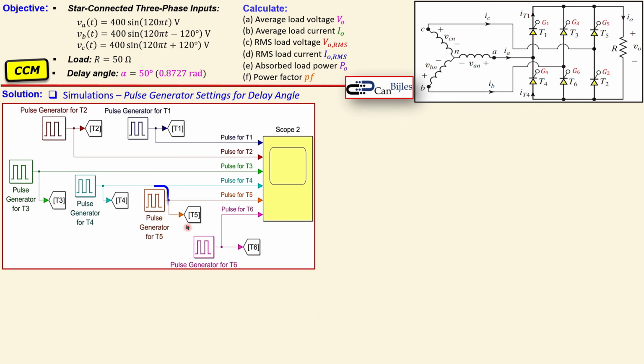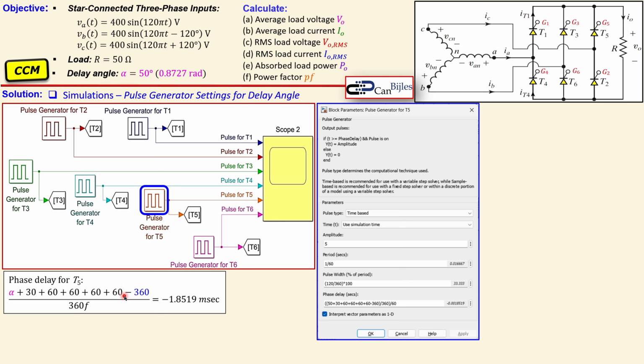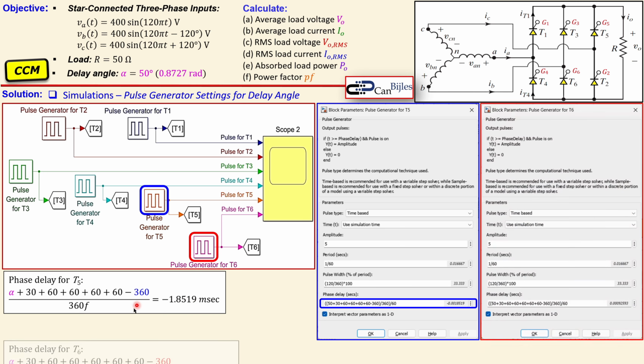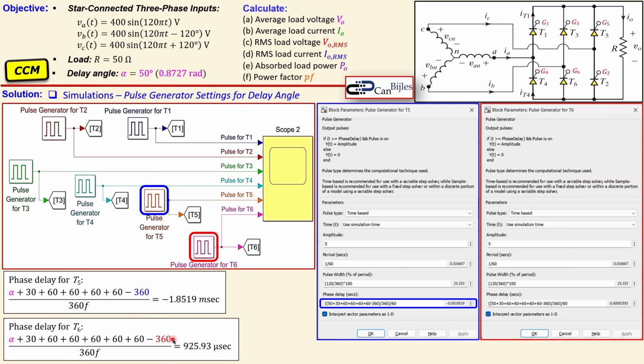So the T5, you can do that again using the same, but now again adding up another 60, and I also discussed that for the DCM operation. I do minus 360 just to start at the same time, so we don't have any transient effects. So this actually is minus 360 degrees there, and that will result in this minus 1.8519 milliseconds. For T6, I have the similar situation, but I will add another 60 and again minus 360 just to compensate, and you have here now 925.9 microseconds.